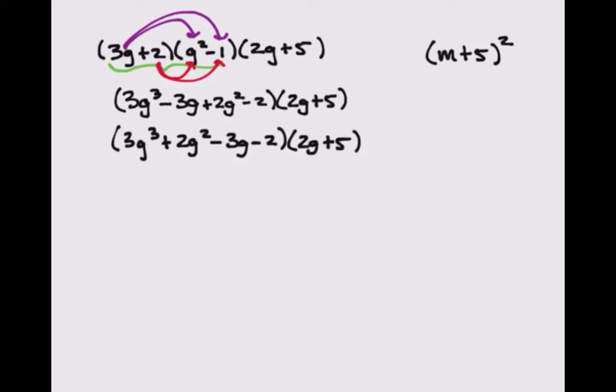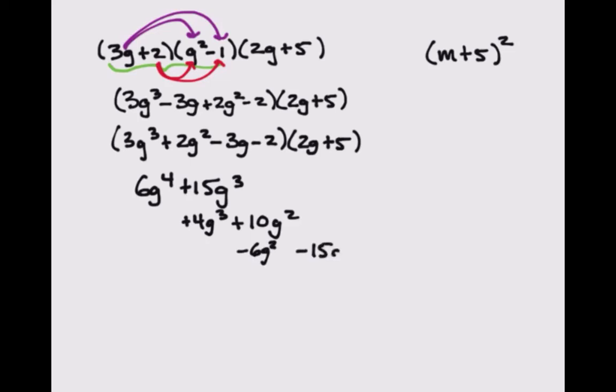Alright, so first we're going to multiply the 3g to the third by 2g and by 5, and we end up with 6g to the fourth plus 15g to the third. Then we're going to multiply 2g to the second by 2g and by 5, and we end up with 4g to the third plus 10g squared. Then we're going to multiply negative 3g by both of these, and we end up with negative 6g squared minus 15g. And last but not least, we're going to multiply the negative 2 by both of these, and we end up with negative 4g minus 10.